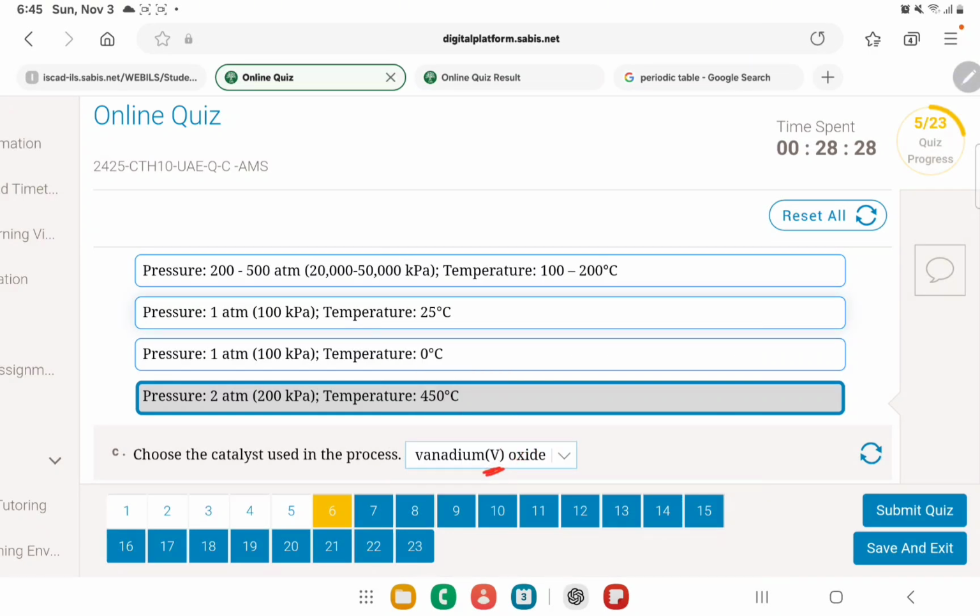This is the Roman number for 5, or V2O5. That's just the chemical formula for vanadium pentoxide.